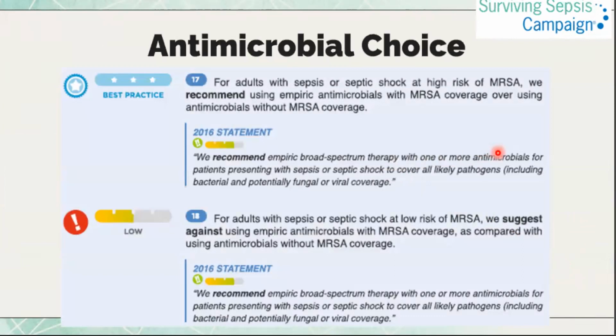Antimicrobial choice. For adults with sepsis or septic shock and high risk of MRSA, we recommend using empiric antimicrobials with MRSA coverage over using antimicrobials without MRSA coverage. And for adults with sepsis or septic shock at low risk of MRSA, we suggest against using empiric antimicrobials with MRSA coverage as compared with using antimicrobials without MRSA coverage.